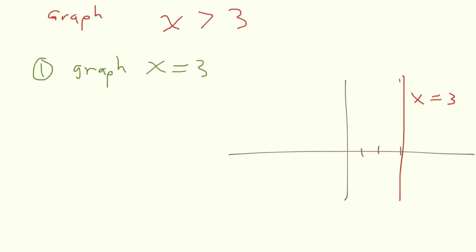Yes, it should be a dotted line. Why should it be a dotted line? Because this equal does not exist in the original inequality. If there is equal here, we'll leave it solid. But there is no equal here, which means the equation is not part of the solution. It is a border, but it is not part of the solution. So that's why we have to make this dotted like this.